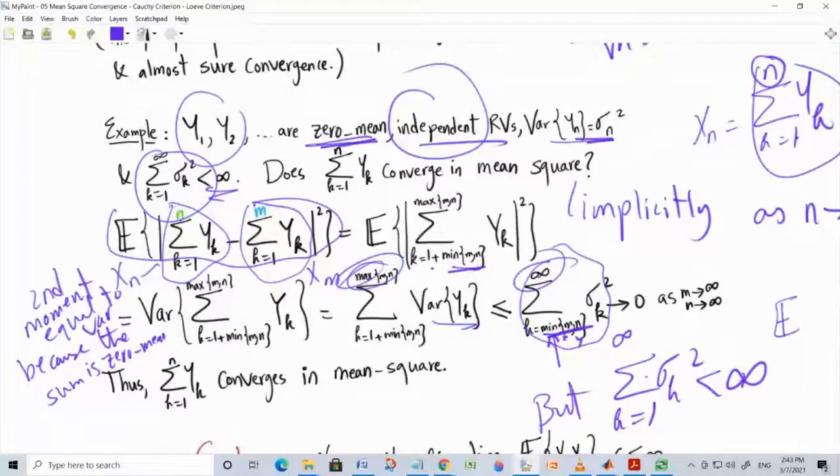And you used this property in the proof of the Borel-Cantelli lemma. Because this summation is finite, this will go to 0 as m and n go to infinity. So the Cauchy criterion is applicable, and we have convergence in mean square, despite the fact that we have no idea of the exact nature of the random variable to which we are converging.